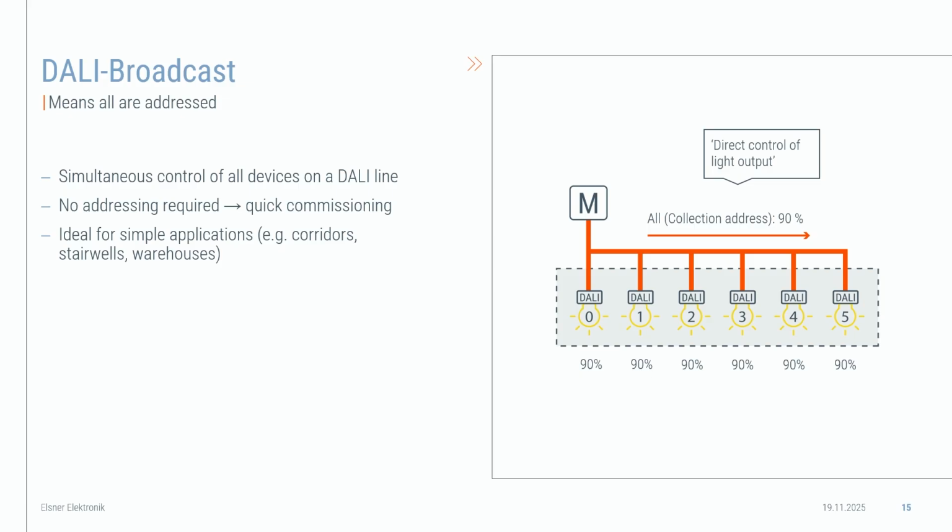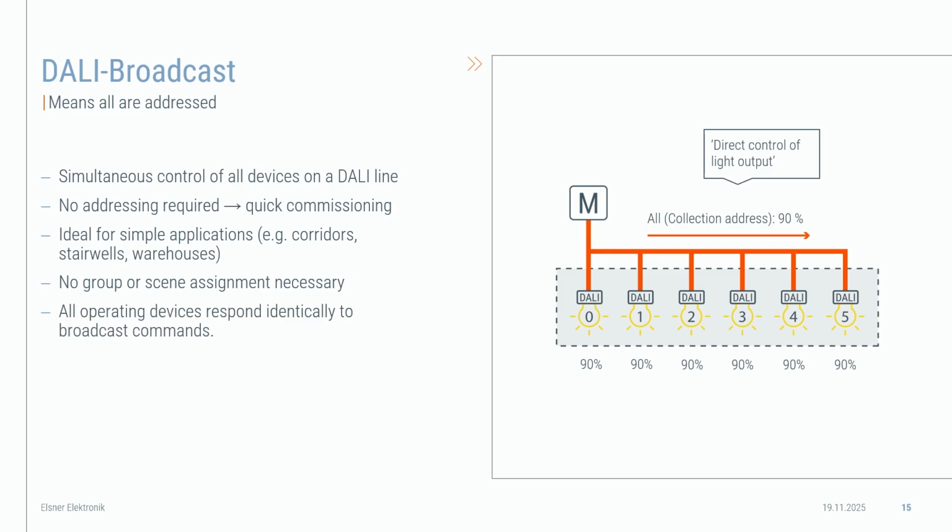So we can think of it like in a small example. If I ask everyone in this webinar to stand up and sing a song at the same time, that would mean that the broadcast command goes to everyone and is executed simultaneously. Broadcast also saves programming effort, as no group or scene assignment is necessary. A limitation is that you don't get feedback from the individual devices.